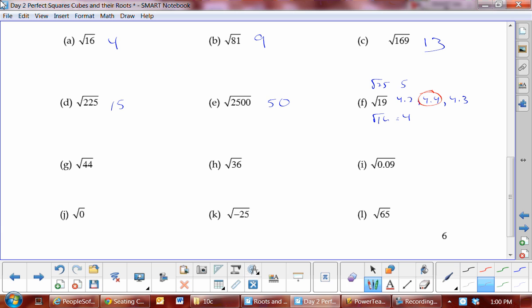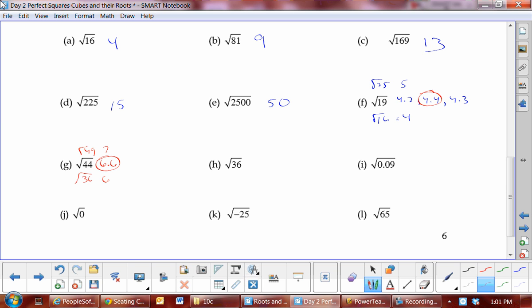Now, 44. What's the one above? 49. The one below? So we're looking between 6 and 7. 6.8? 6.6. Oh, come on. Now, if you put 6.7, depending on what kind of mood I'm in, I might mark it right. Might. No promises.